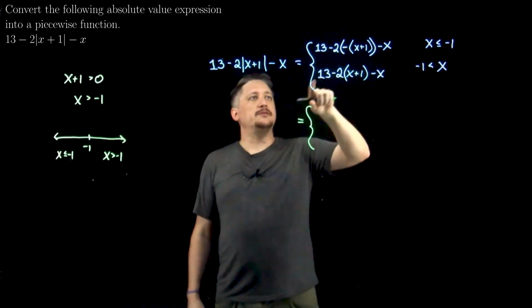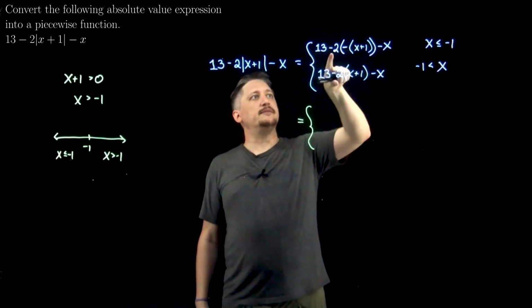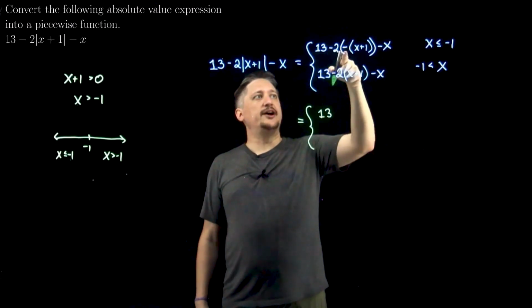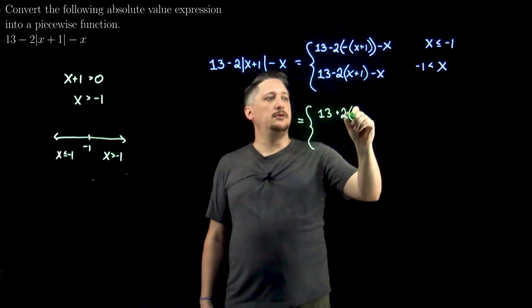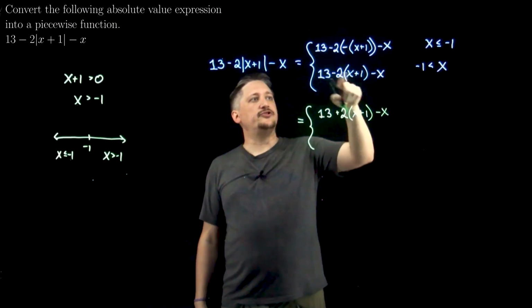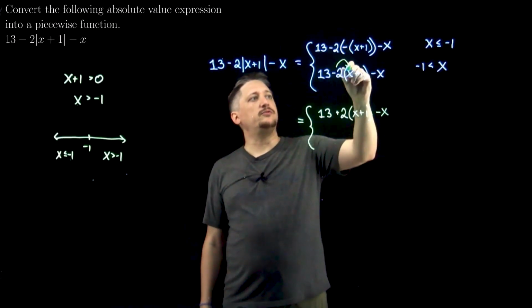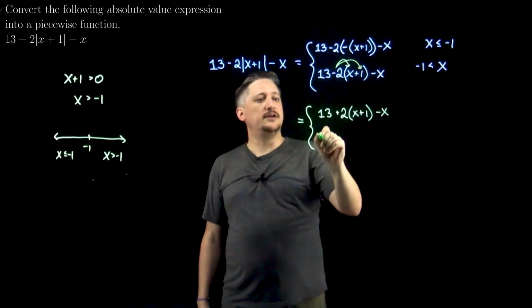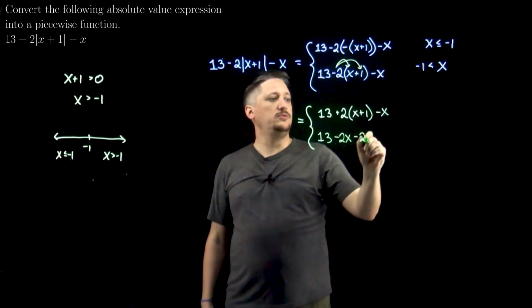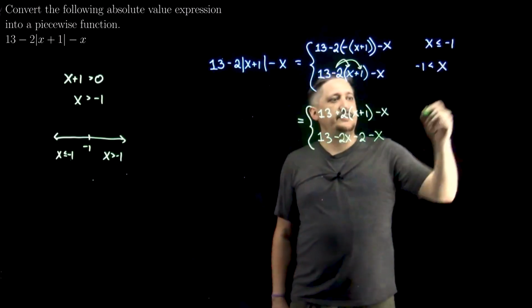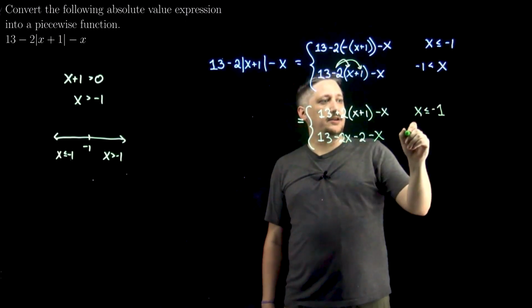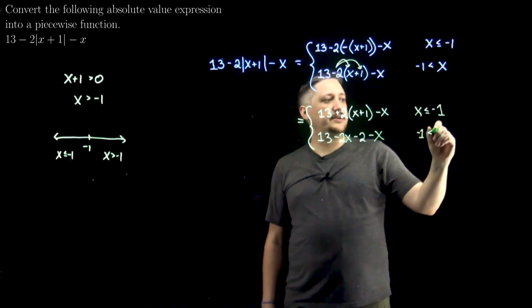For this part here, I'm going to do this in 2 stages. So I'm going to have 13. I'm going to have the -2 times the -1. So I have 13, and -2 times -1 becomes plus 2, x plus 1, minus x. Whereas down here, I can distribute this -2 out. So I can do -2 times that and -2 times that. So I'm going to have 13 minus 2x minus 2 minus x. And don't forget these things. So this is when x is less than or equal to -1, and when -1 is less than x.